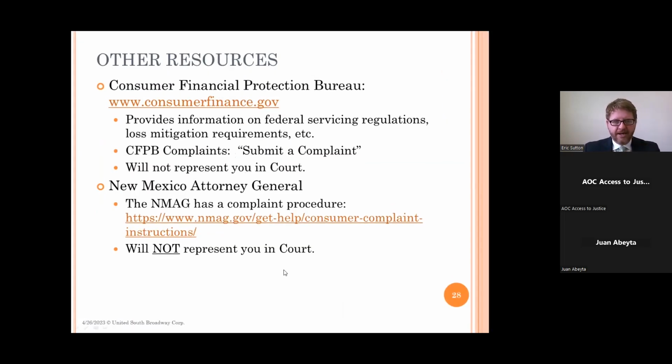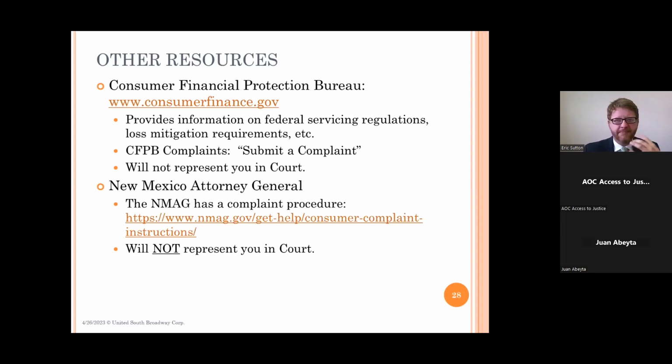There's also some government agencies that you can file complaints with if you feel that something has been done improper by the bank. There's the Consumer Financial Protection Bureau, and the New Mexico Attorney General both have complaints resources. Both of those agencies are not there to represent anybody in court. They can and do, to a small degree potentially, facilitate some communication with the bank. The CFPB in particular does try to make sure that complaints are received by banks and reviewed and a response is sent back to the borrower about that.